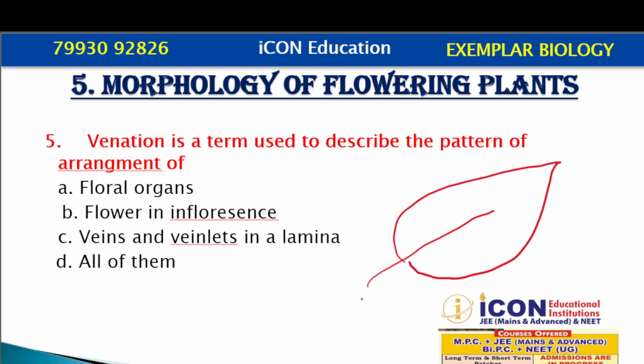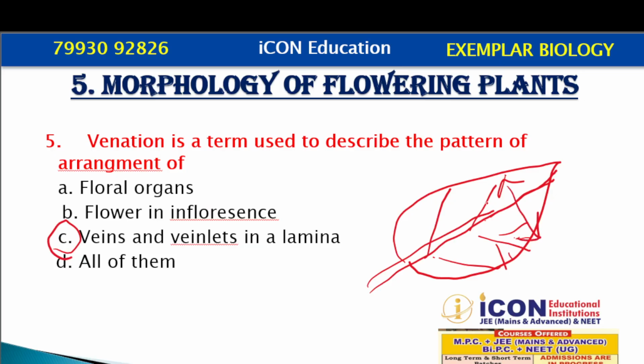On the leaf you have the main vein, that is called midrib, then veins, then veinlets. So this arrangement of veins and veinlets in the lamina of the leaf is called venation. So the correct answer is veins and veinlets in the lamina. Lamina is nothing but the surface of the leaf. The expanded surface of the leaf is called lamina.